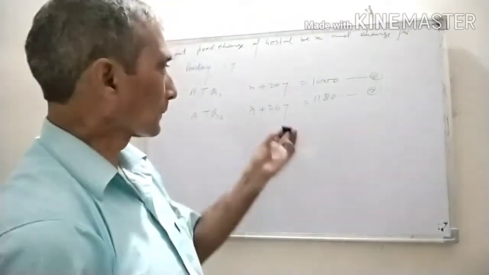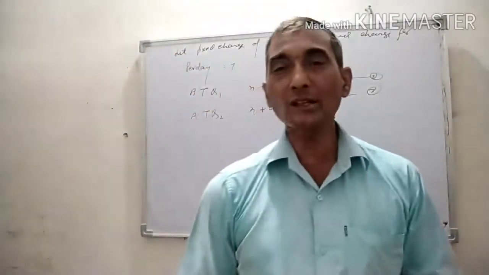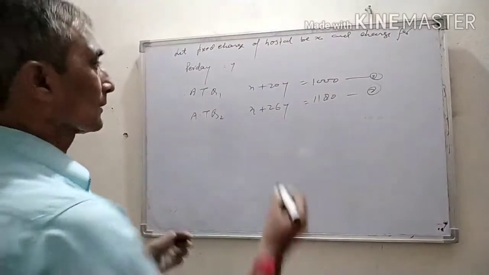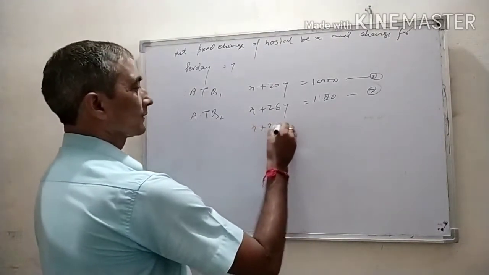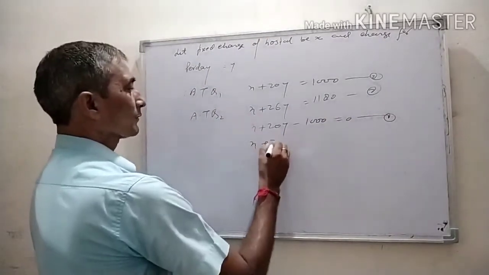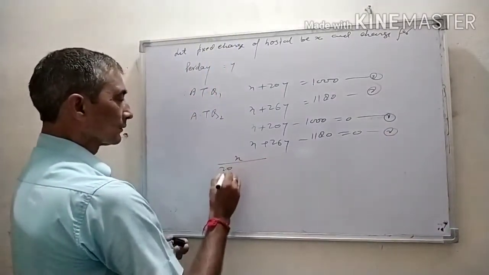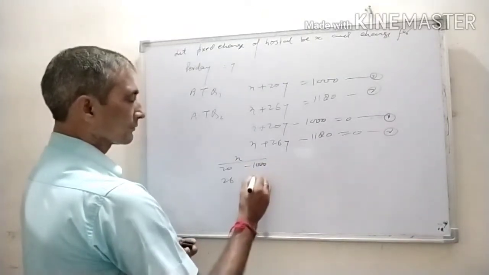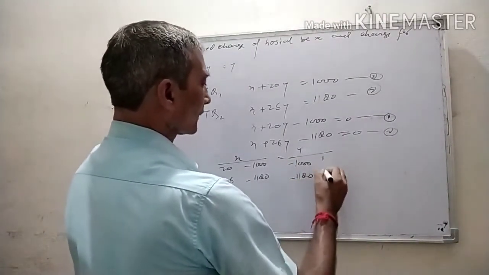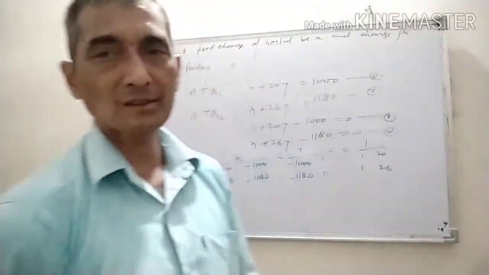Now I am going to solve these equations by cross multiplication. In this question, you are free to use any method, but I am going to solve it by the cross multiplication method. x plus 20y minus 1000 equal to 0 first, x plus 26y minus 1180 equal to 0 second. x upon 20, 26, 1000, 1180, y upon 1000, 1180, 1 upon 1, 1, 20 and 26, according to the concept of cross multiplication.